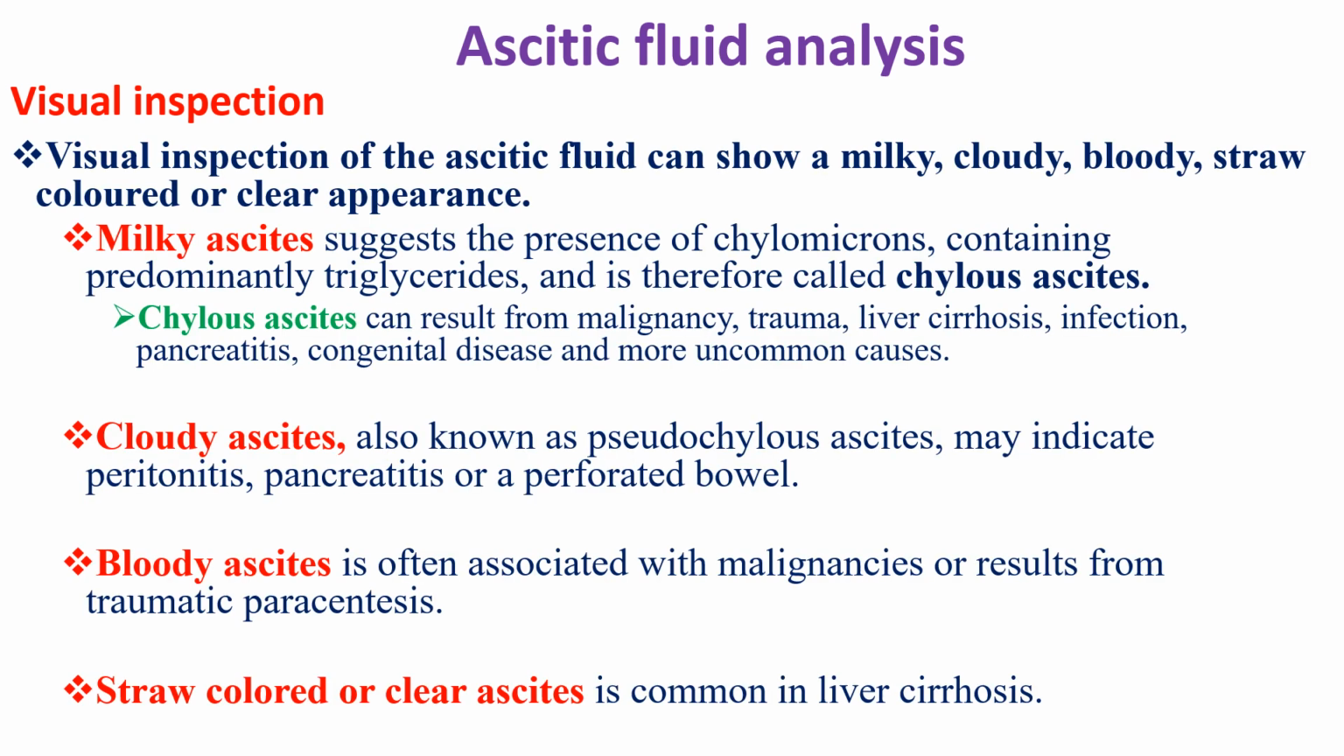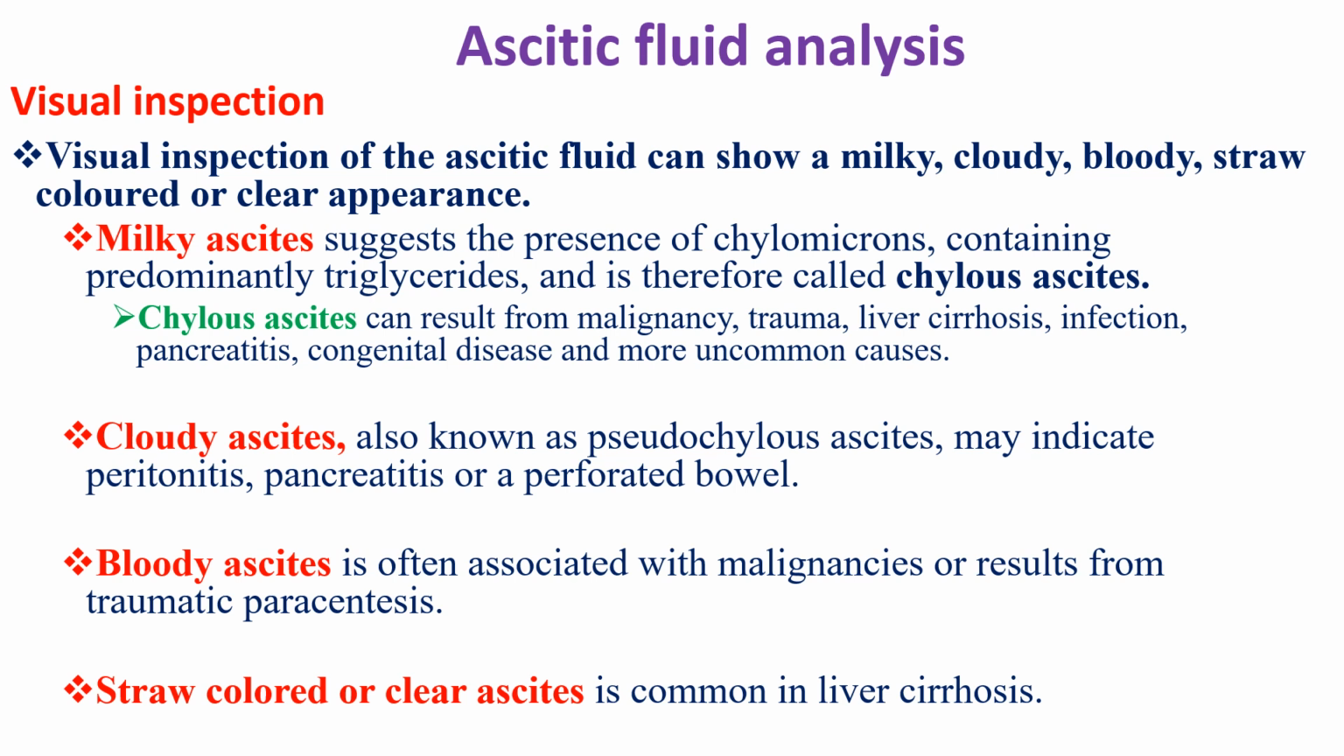Visual inspection of the ascitic fluid can show a milky, cloudy, bloody, straw-colored or clear appearance. Milky ascites suggests the presence of chylomicrons containing predominantly triglycerides and is therefore called chylous ascites. Chylous ascites can result from malignancy, trauma, liver cirrhosis, infection, pancreatitis, congenital disease, and the more uncommon causes.